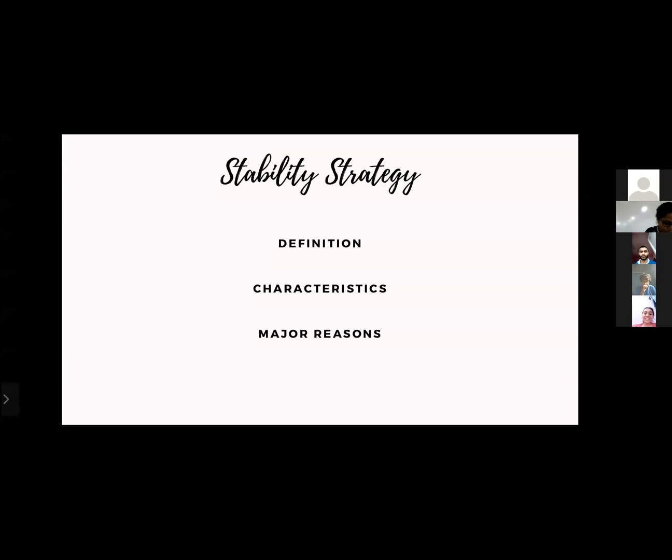Now, a major reason for a stability strategy is that the product has reached the maturity stage of the product life cycle. It is less risky, and it involves fewer changes. The staff feel comfortable with things as they are. The environment is relatively stable. Expansion may be perceived as being threatening, and consolidation is sought through stabilizing after a period of rapid expansion. Thank you.